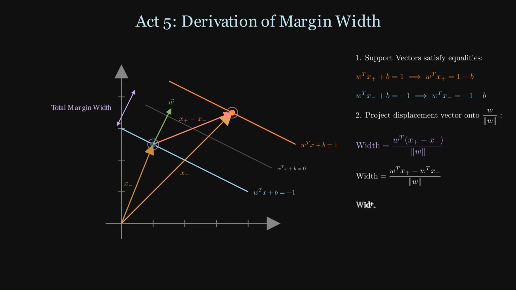Now we substitute the support vector condition into the equation. The bias terms cancel out and everything simplifies beautifully. The width becomes 2 divided by the magnitude of W. The result is extremely important. If the magnitude of W gets larger, the margin becomes smaller. And if the magnitude of W gets smaller, the margin becomes wider. So maximizing the margin width is exactly the same as minimizing the magnitude of W. And that simple idea becomes the optimization problem at the heart of support vector machines.